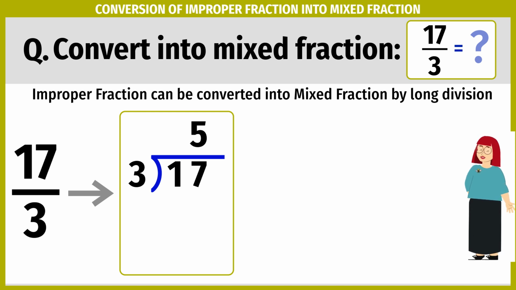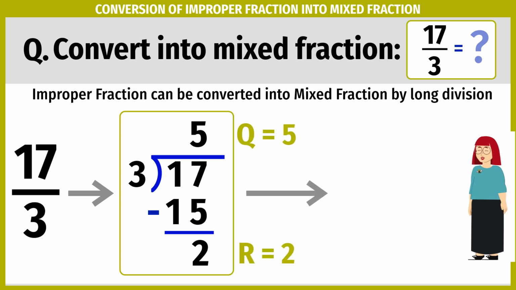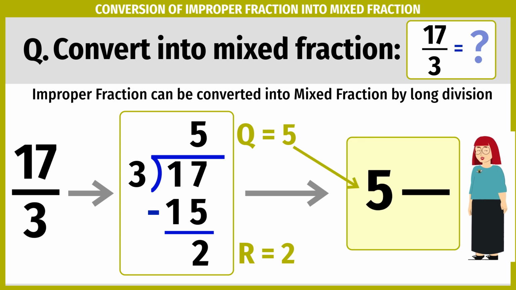17 is the dividend, 3 is the divisor. We get 5 as the quotient, and 2 as the remainder. Now, the quotient becomes the whole number part of the fraction.